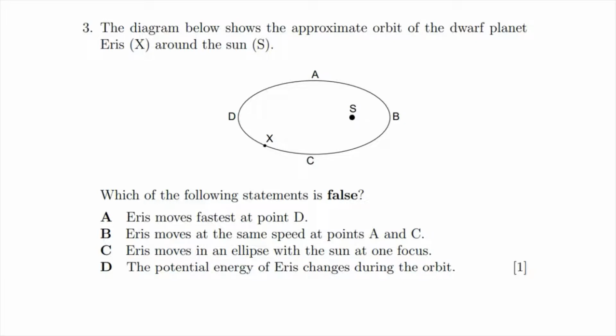Question 3. The diagram below shows the approximate orbit of the dwarf planet Eris around the Sun. Which of the following statements is false?